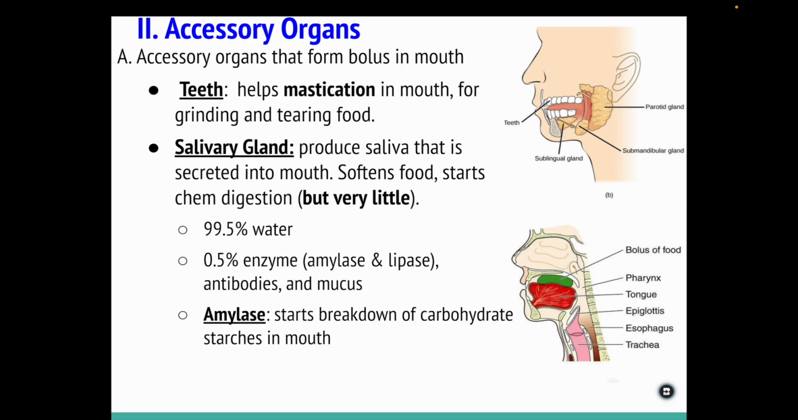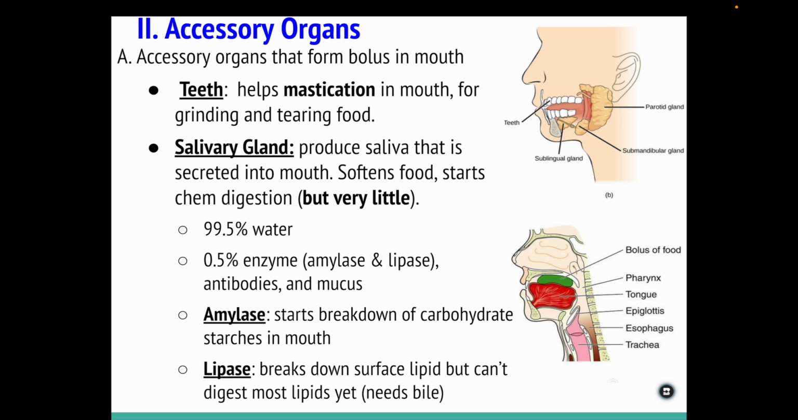Now, in terms of chemical digestion, there's two key enzymes that are produced by your saliva. One is amylase, which is going to help break down the carbs, the complex carbs, your starches, in your mouth into simple sugars. And of course, we have lipase. Lipase is an enzyme that's going to help break down the fats in your mouth into smaller bits, the fatty acids that are easier to digest.